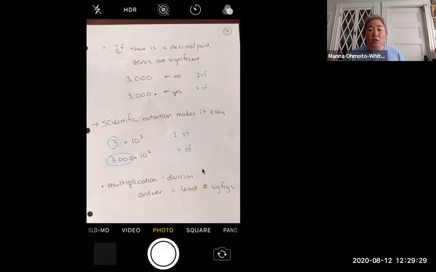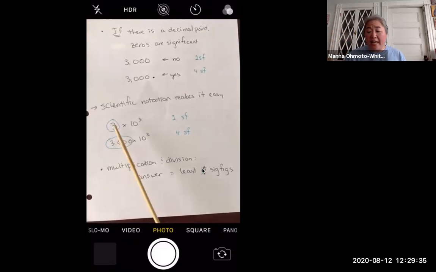It's just so much easier when you use scientific notation, so yay scientific notation. In scientific notation, every number in front of the times 10 to the whatever are significant. So if I write it down as 3 times 10 to the third, it's 1 significant figure. However, if I write it down as 3.000 times 10 to the third, that would be 4 significant figures.